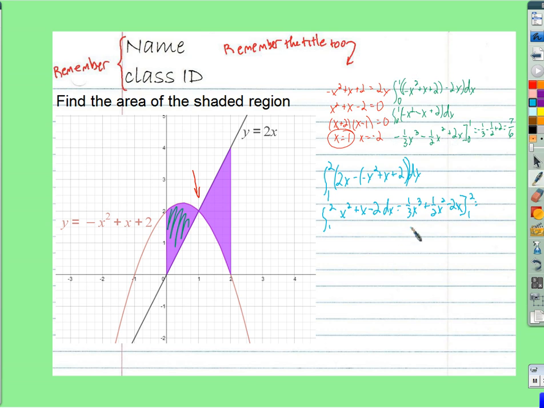So when we plug in 2, we get 8 over 3. Plug in 2 there, we get 4 over 2, so that's 2. Then plug in 2 there, negative 2 times 3. That's 3, plus f of b minus f of a, so 1/3 plus 1/2 minus 2.